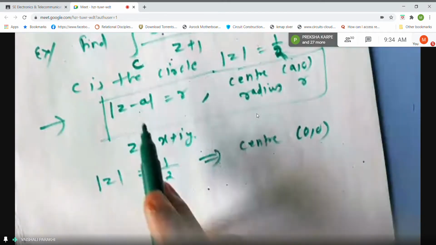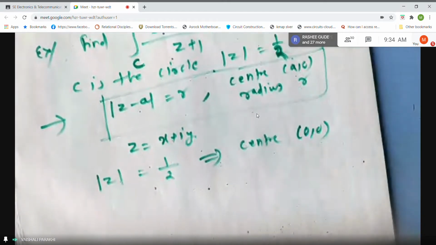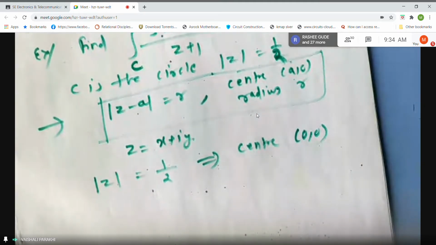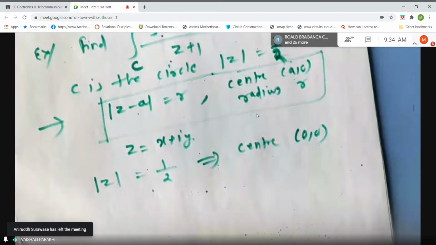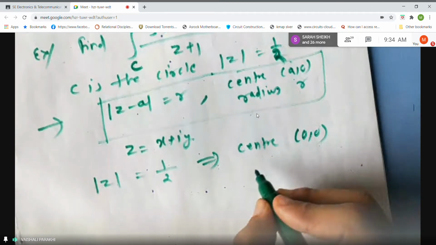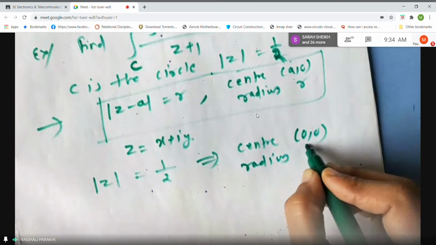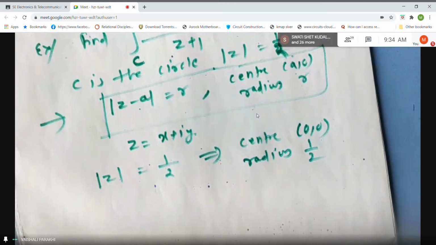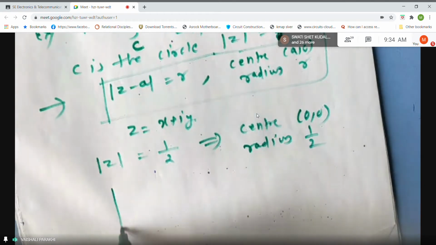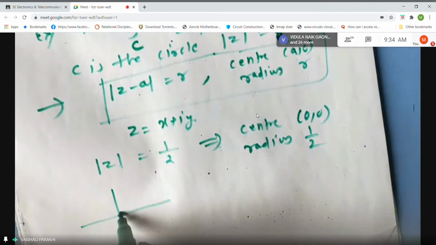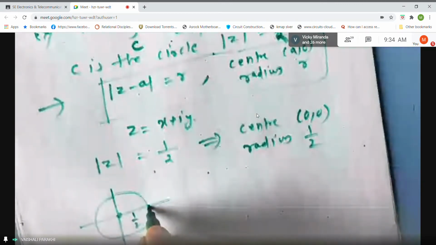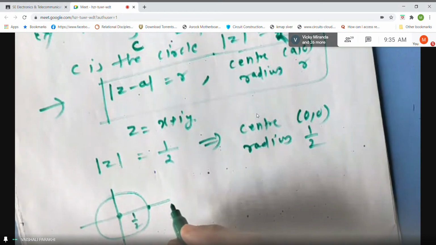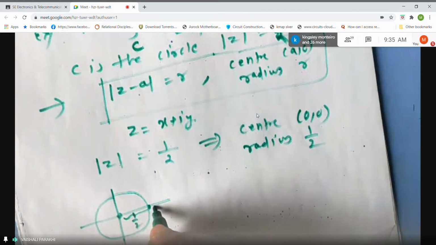Whatever number is subtracted, its opposite sign you have to take. For example, suppose I have z minus 3, then 3 comma 0 will be the center. Suppose I have z plus 3, then minus 3 comma 0 will be the center. And whatever is the number on the right hand side, that is your radius. Roughly, if I draw this diagram, I take the center as origin and this will be the circle. And what is the radius here? Half.